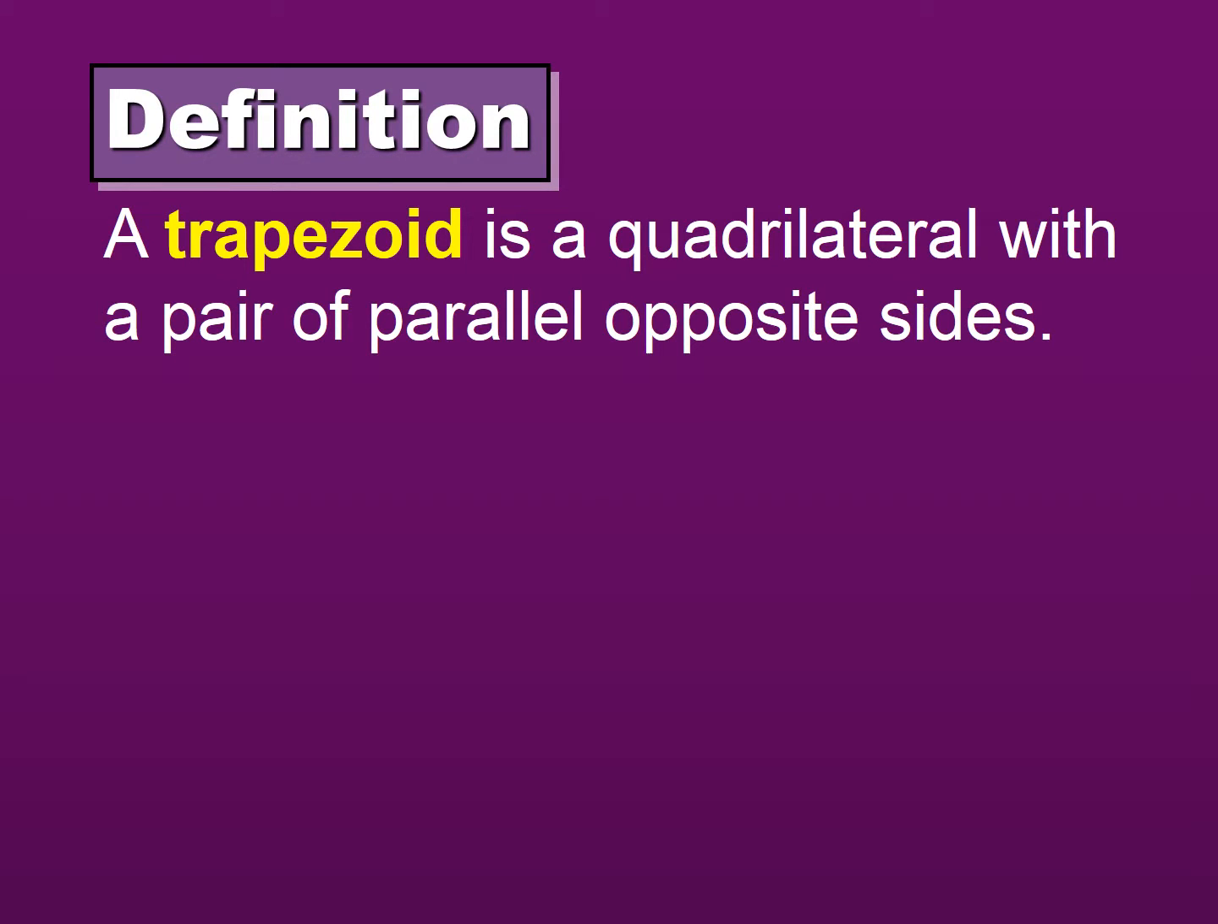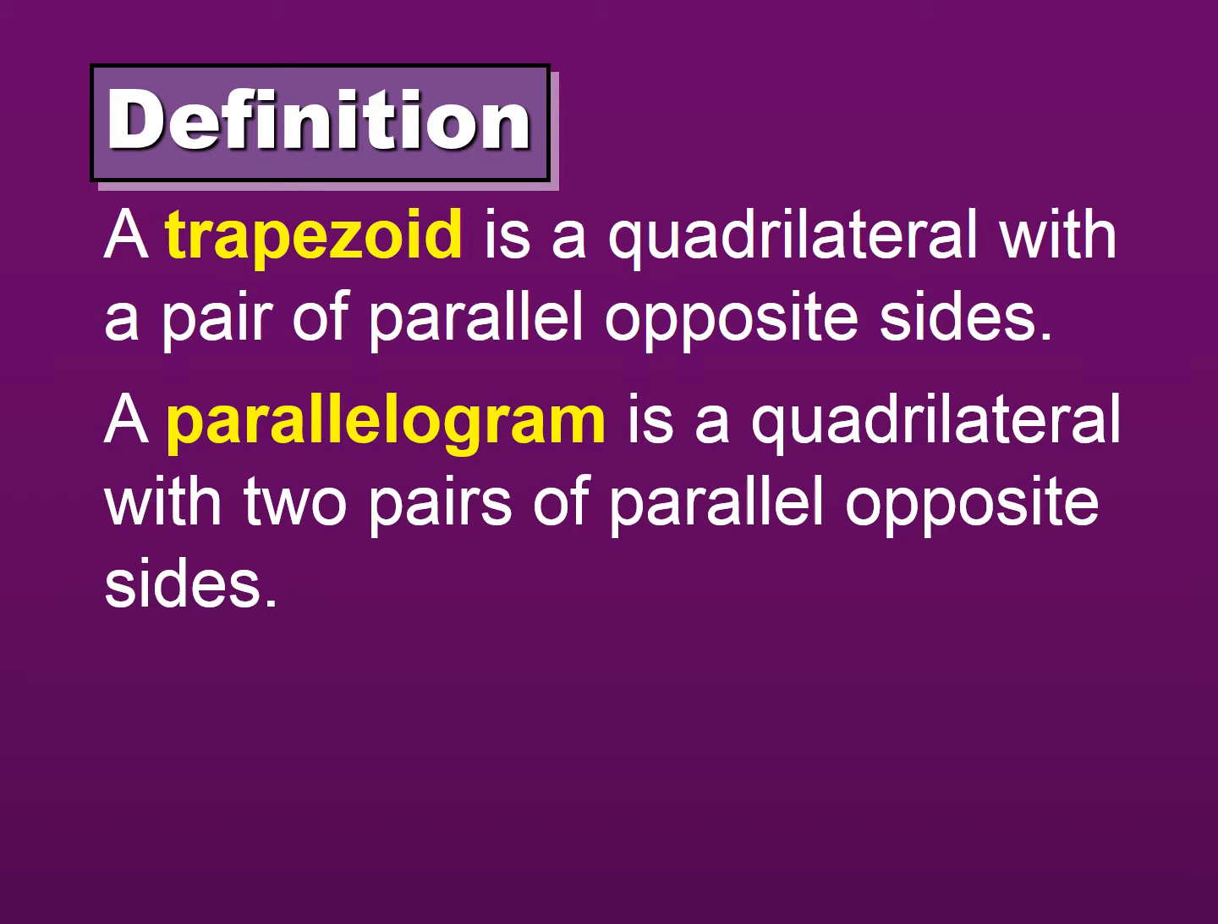So our first type of quadrilateral is called a trapezoid, and that's going to be a quadrilateral with one pair of parallel opposite sides. If you have two pairs of parallel opposite sides, you have what's called a parallelogram. So a trapezoid is one pair, a parallelogram is two pairs.